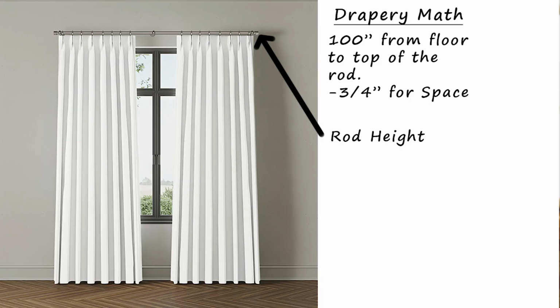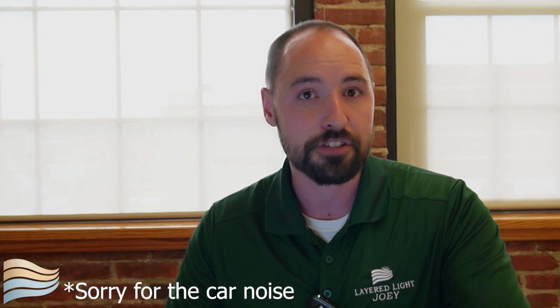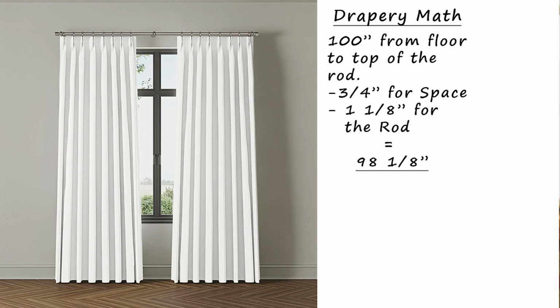Next, we need to figure out our rod height. Now, rods come in many different sizes: 3/4 inch in diameter, 1 1/8 inch, 1 3/8, 2 inch, the list is endless. But for our purposes, we'll say this is a 1 1/8 rod, which is a common size for decorative and traversing metal rods. So since we know the overall height, we know the gap we want to have at the bottom, and now we know our rod size, we can say that the drapery length we need is 98 1/8 inches for this specific drapery.